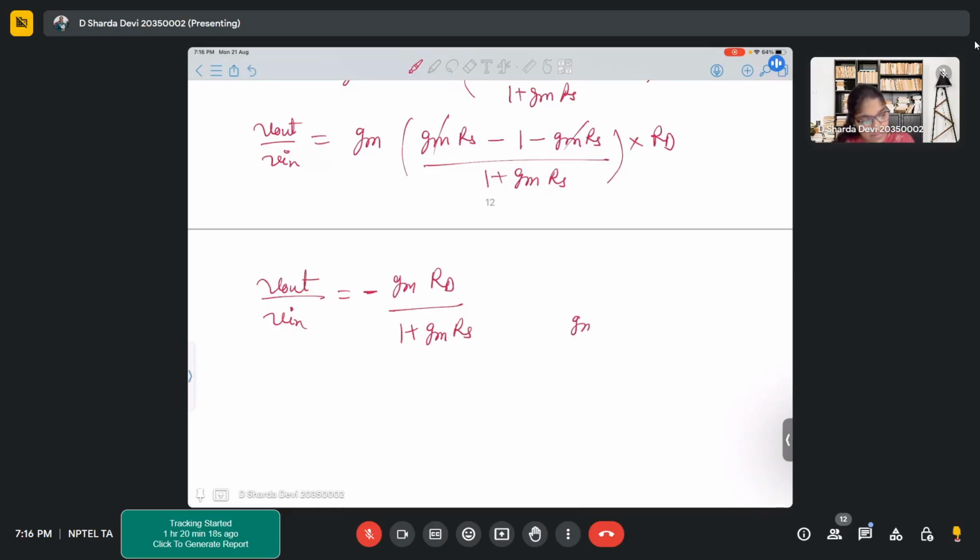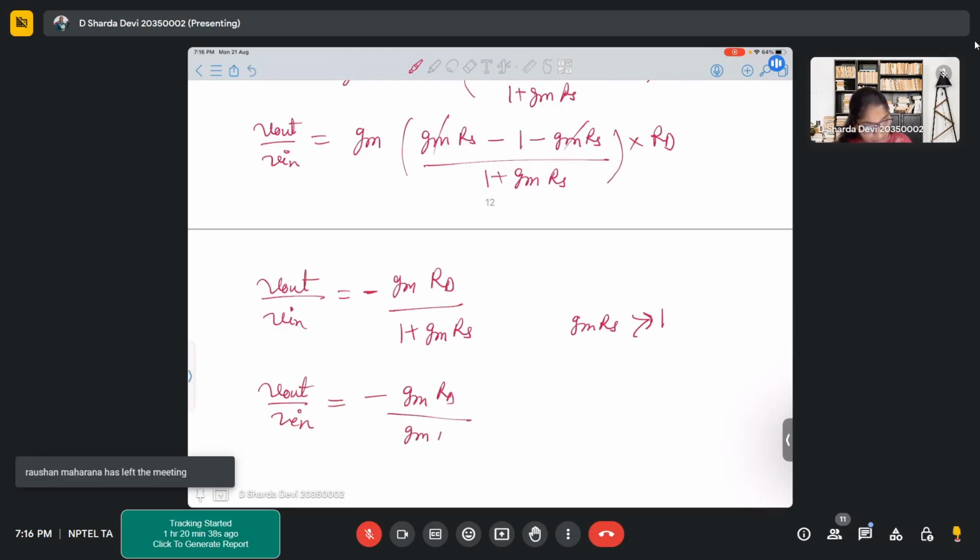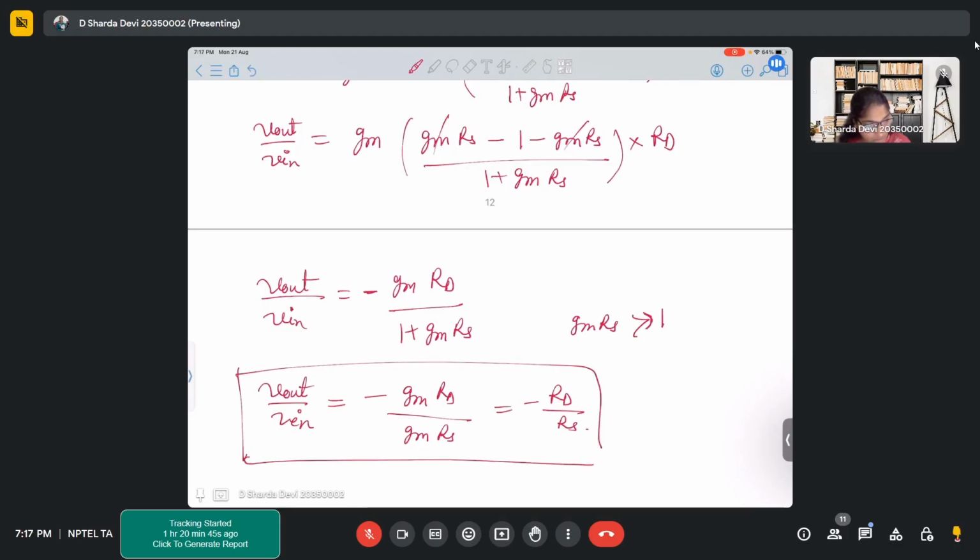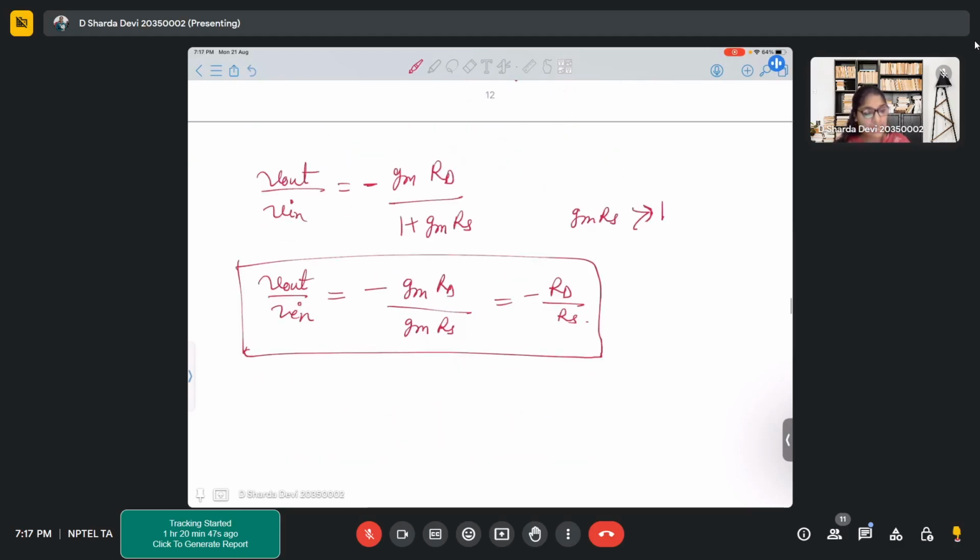We know that gm Rs in general will be higher than 1. This is always the case. gm into Rs will always be much greater than 1. So for this particular condition, what will be the gain that we'll observe? It is actually minus gm Rd by gm Rs, which is actually minus Rd by Rs. So the formula of gain that we have got is minus Rd by Rs.